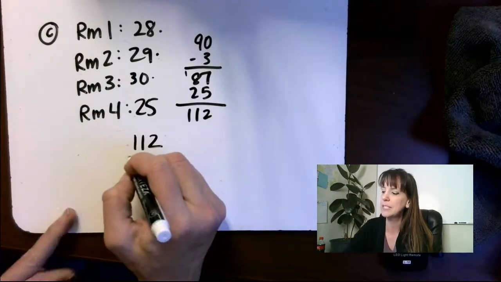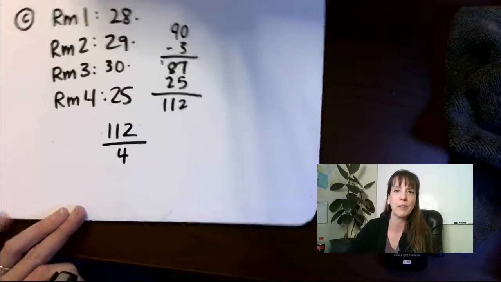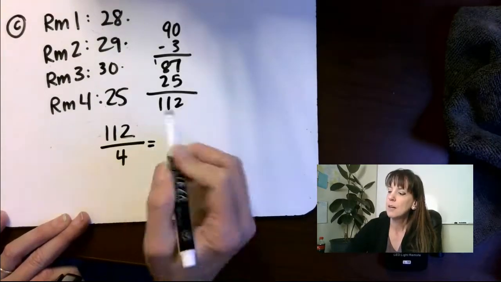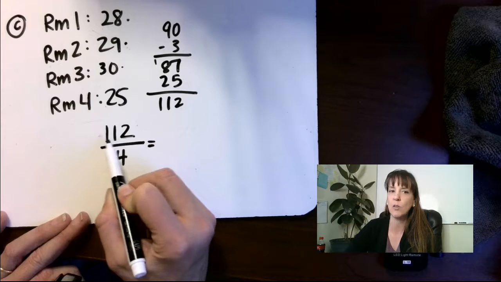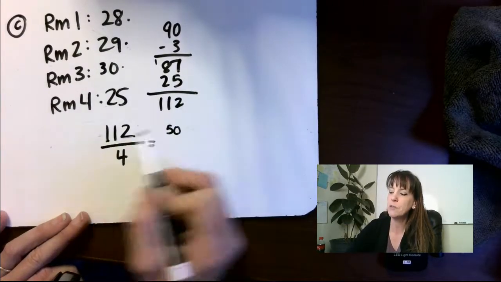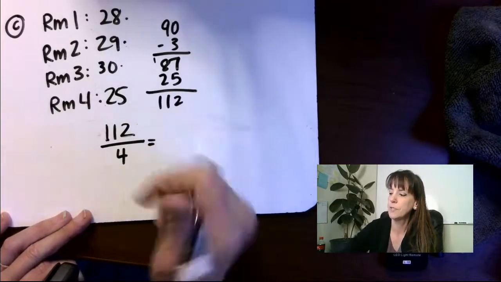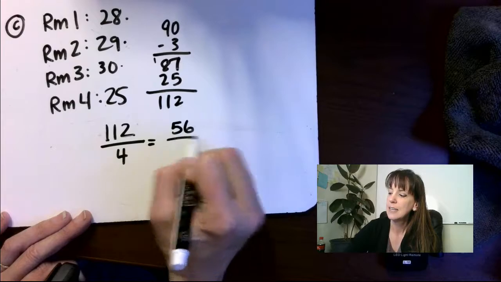So 112 divided by 4. Let's try that method of cutting things in half, right? If we do that, half of 100 is 50, and half of 12 is 6, right? So that would be 56 over 2. So if I cut this in half, I'd have 56 over 2.